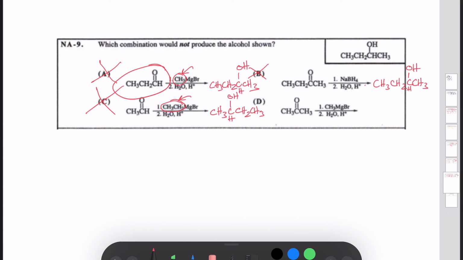And now that leaves us with D as our final answer. Because when we react this with a Grignard reagent, we end up actually forming a tertiary alcohol, tert-butanol. And this is not matching the alcohol shown at the top right. So this would be our final answer for that problem.